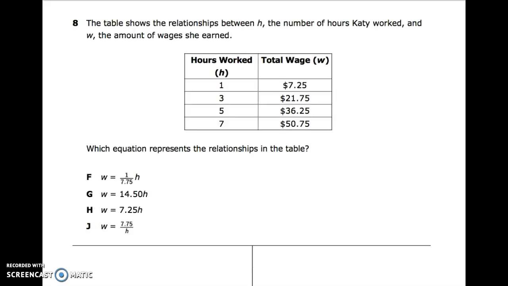Number 8. The table shows the relationship between H, the number of hours Katie worked, and W, the amount of wages she earned. Hours worked, H, total wages, W. Which equation represents the relationships in the table?